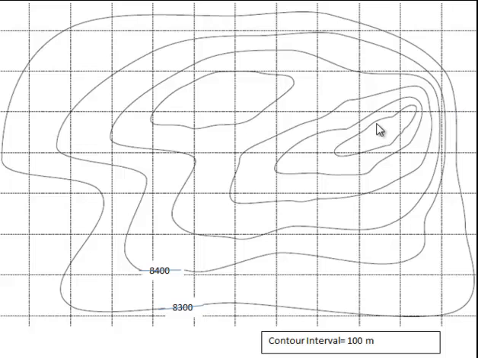The starting elevation for this example is 8,300 meters. The next contour line shows 8,400 meters. This is because the contour interval is 100 meters. The contour interval is the difference in elevation from one contour line to the next. Therefore, the next contour line would represent 8,500 meters, the one after 8,600 meters, and so on.